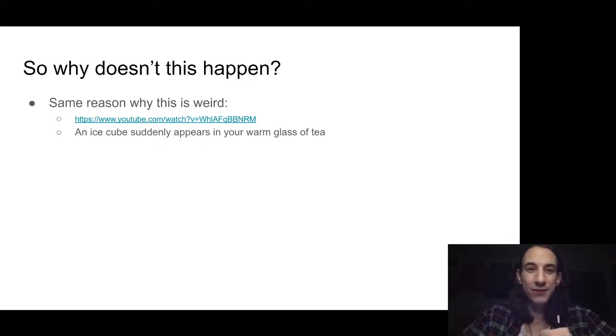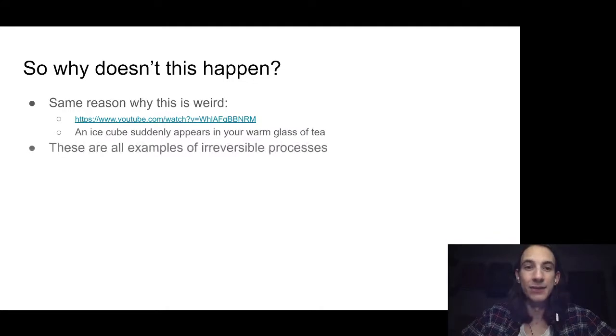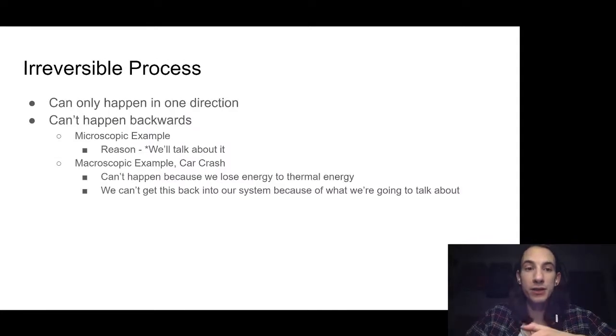So we have these three situations that are all tied together by this one main idea. These are all irreversible processes. These are all things that we're saying don't happen backwards. They can go forwards, but they can't go forwards and backwards. They're not reversible. So irreversible processes are ones that can only happen in one direction.